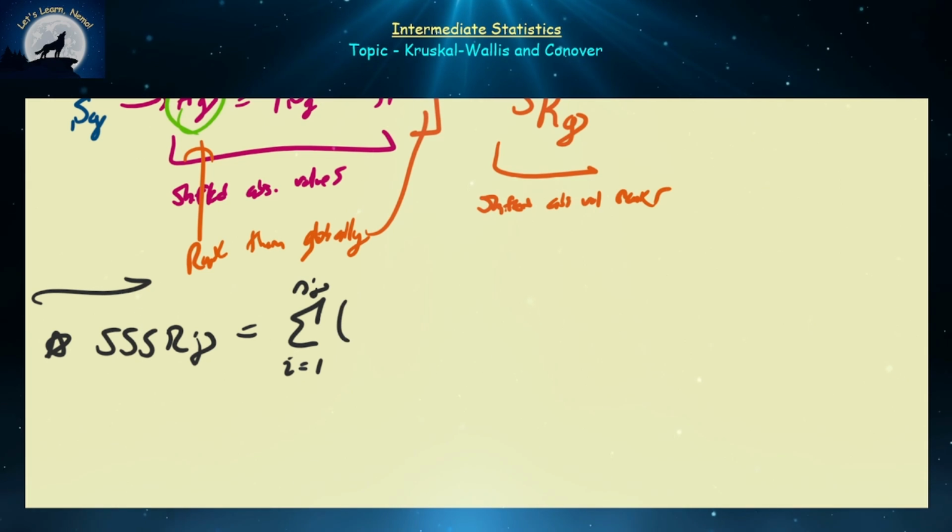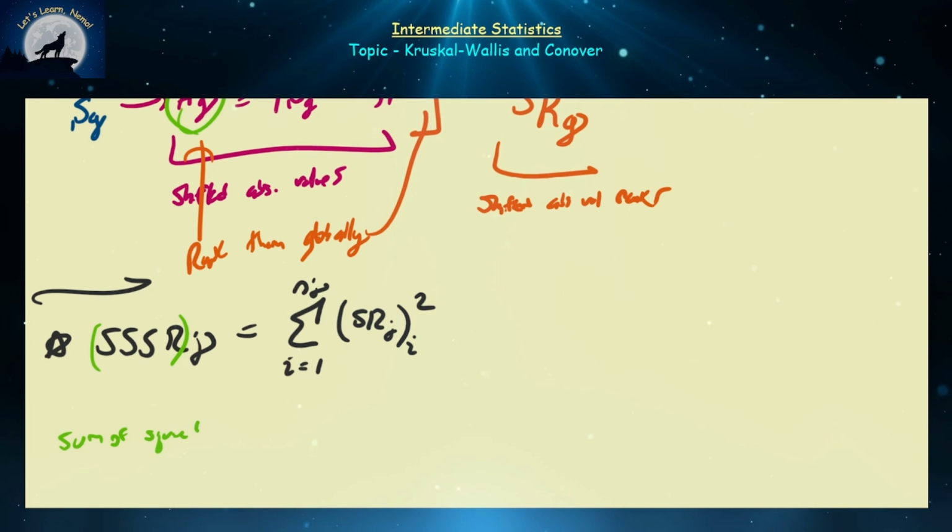And it's going to be equal to SRJ, each of them squared. Right? So do you want to take a guess of what this SSSR stands for? This is the sum of squared shifted ranks. So you can practice calculating this.